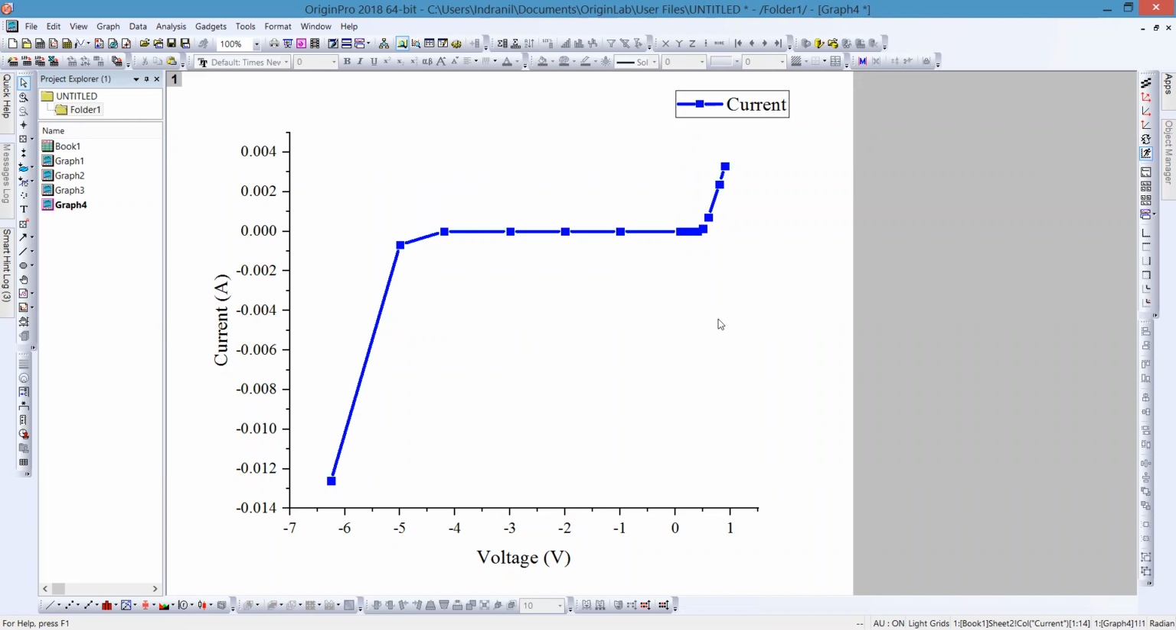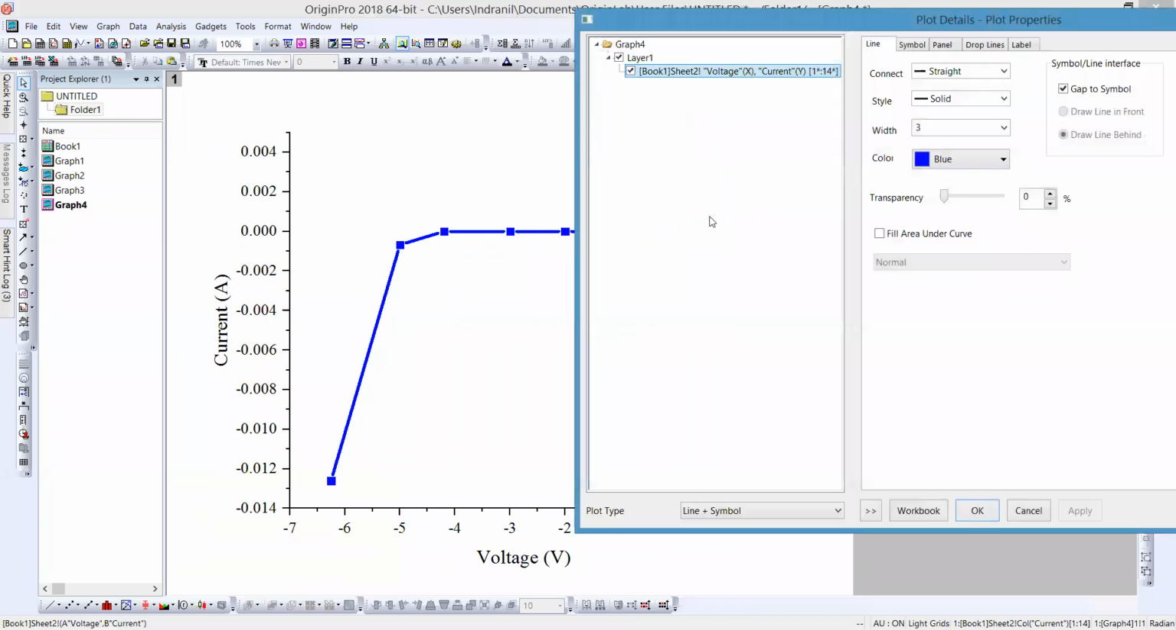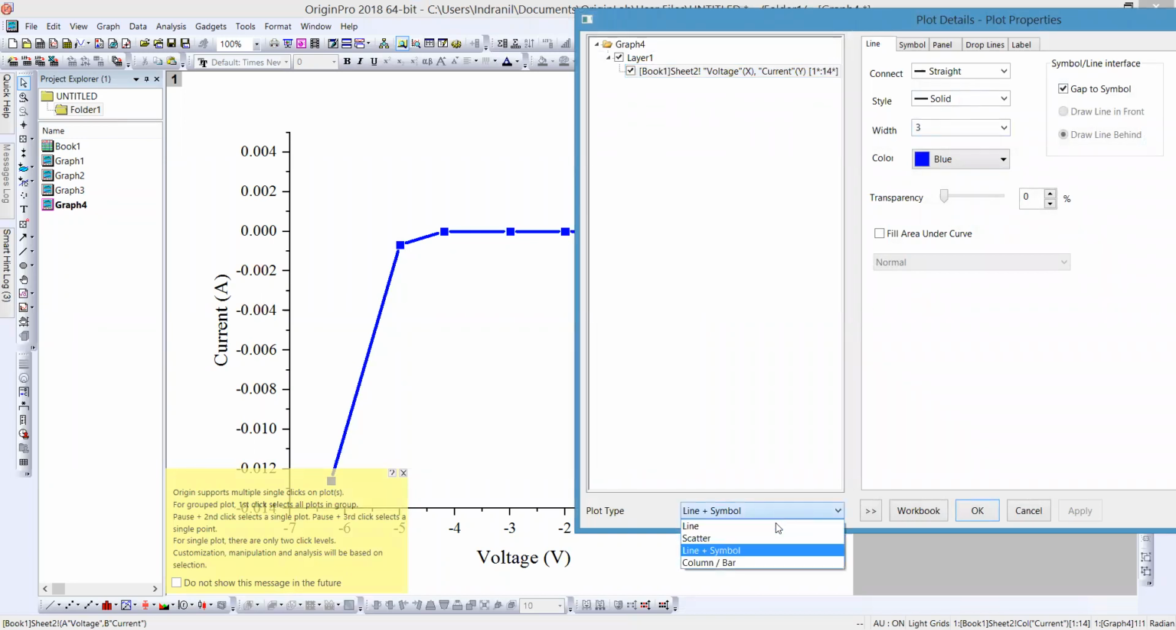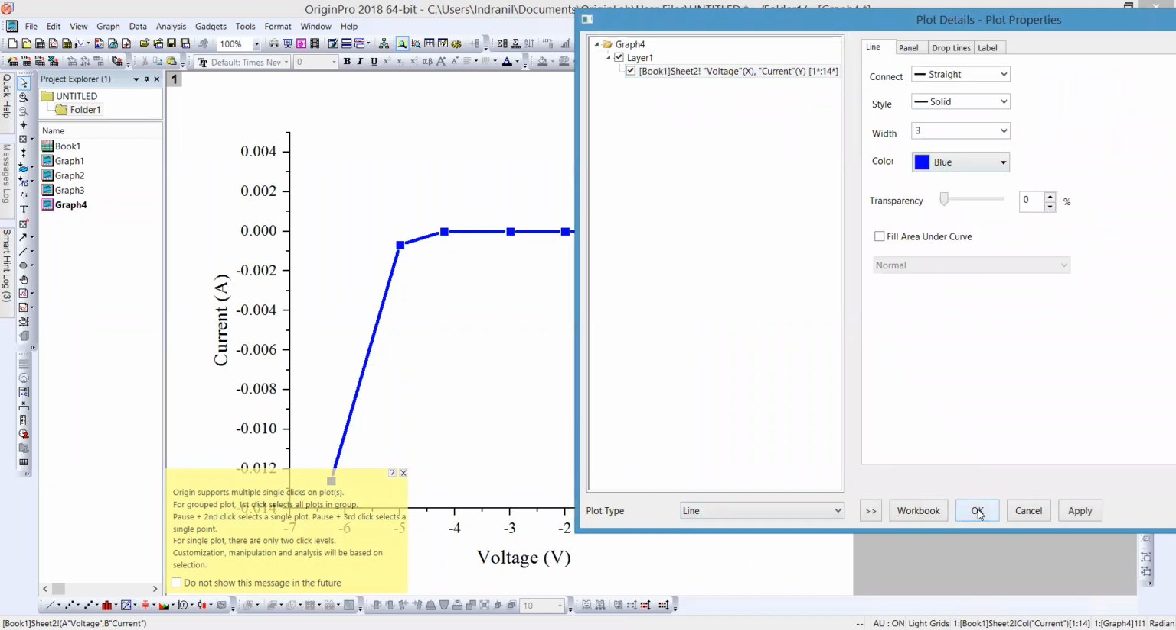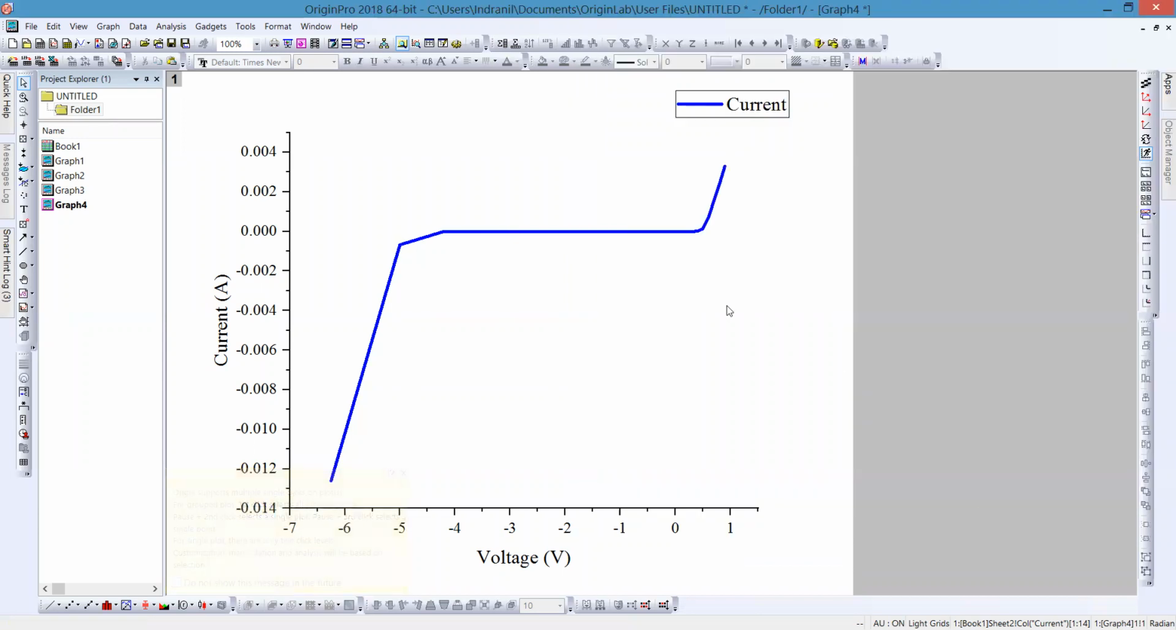Sir, 4.2, sir. 4.2 means which one are you telling? The forward one, or the breakdown? No, sir, for reverse bias. Sorry, reverse bias. Okay, you mean the breakdown voltage you are telling, right? Yes, sir. Okay.